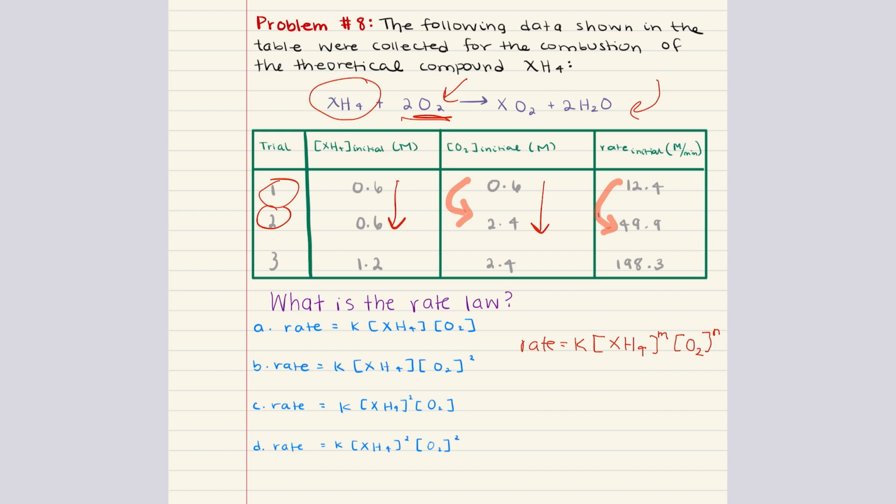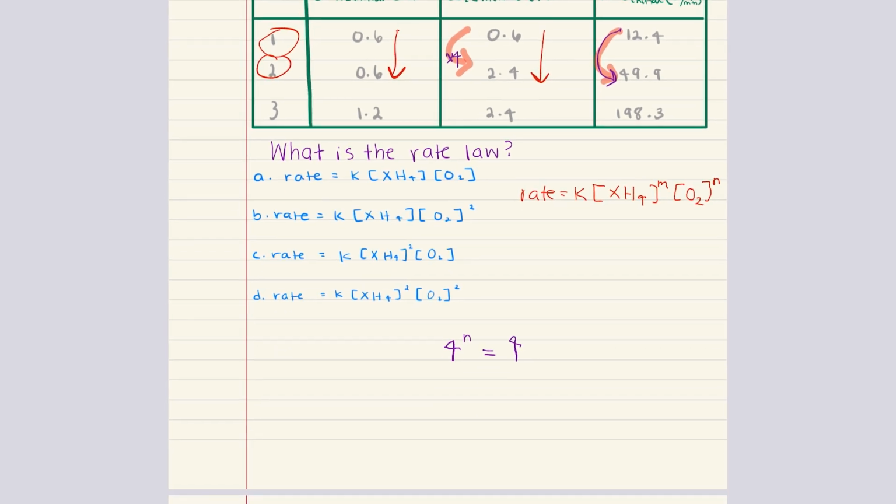So what we notice here is that going from trial 1 to 2, our concentration of oxygen gas increased by a factor of 4. Okay, so our concentration changed by a factor of 4 for oxygen. And what happened to the rate when we changed the concentration by a factor of 4? Look, the rate also increased by approximately 4. So then what number can 4 be raised to so that it also equals 4? That's going to have to be 1.